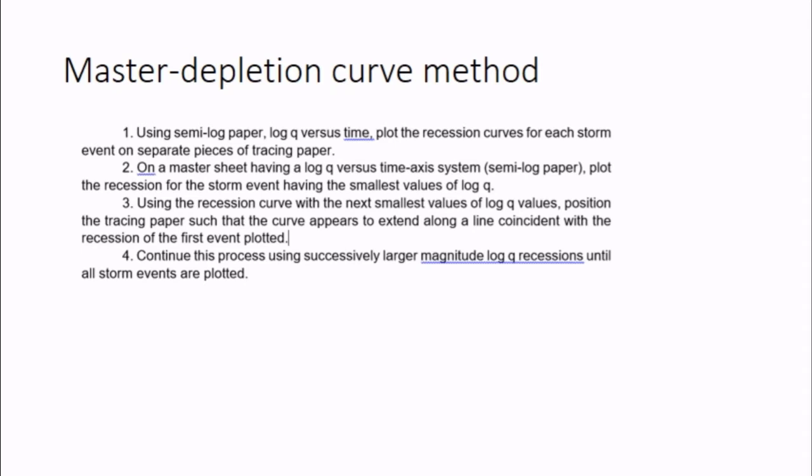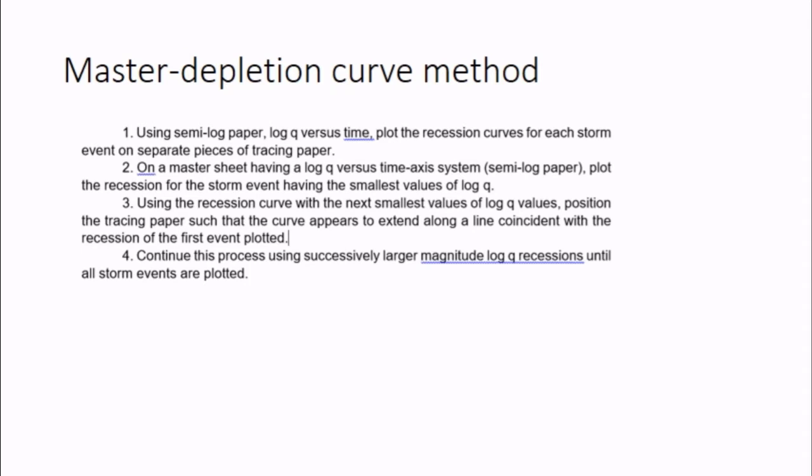So, ito yung method. Number 1, using semi-log paper, log Q versus time. Plot the recession curves. Ibig sabihin ng recession, yung patapos na, yung pahupa na yung ulan. So, yun lang ang ipa-plot mo. Kung meron kang mga rainfall hydrographs, kukuhanin mo lang yung recession curves for each storm event on separate piece of tracing paper. Graph mo lang siya on a master sheet having a log Q versus time axis. So, meron kang isa pang master sheet or semi-log paper. Plot the recession for the storm event having the smallest values of log Q.